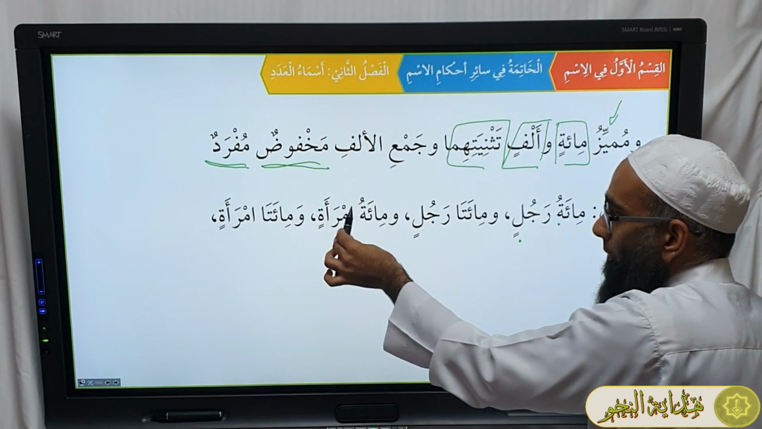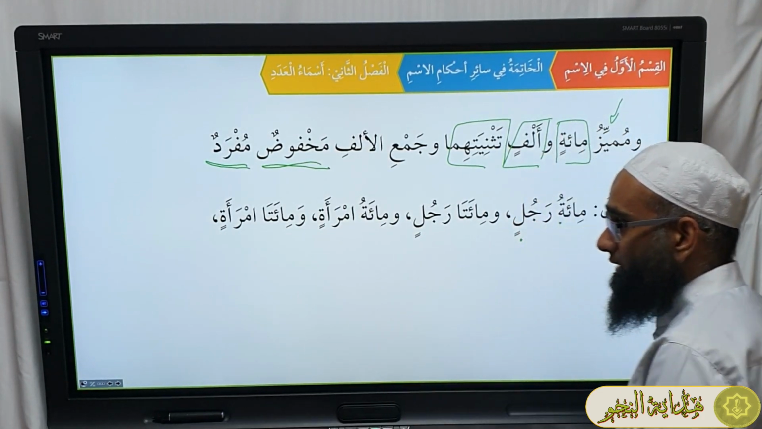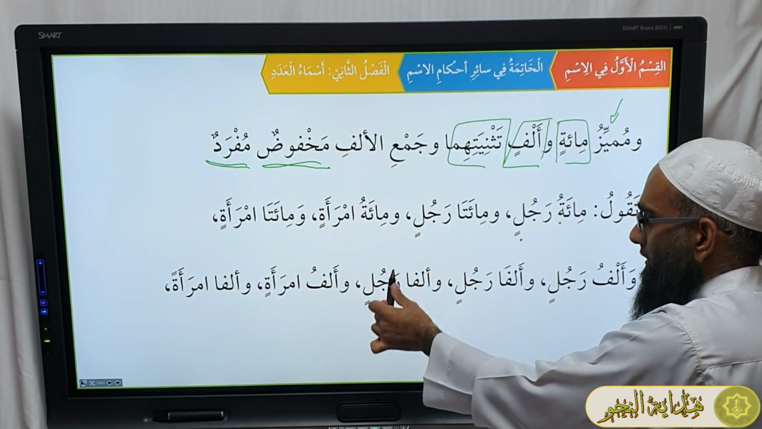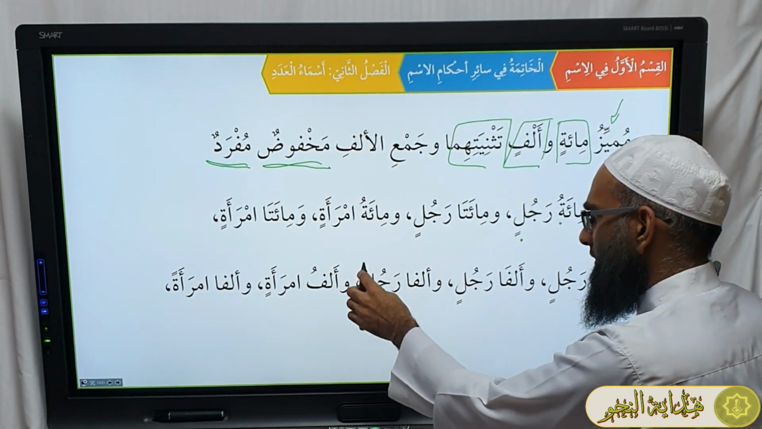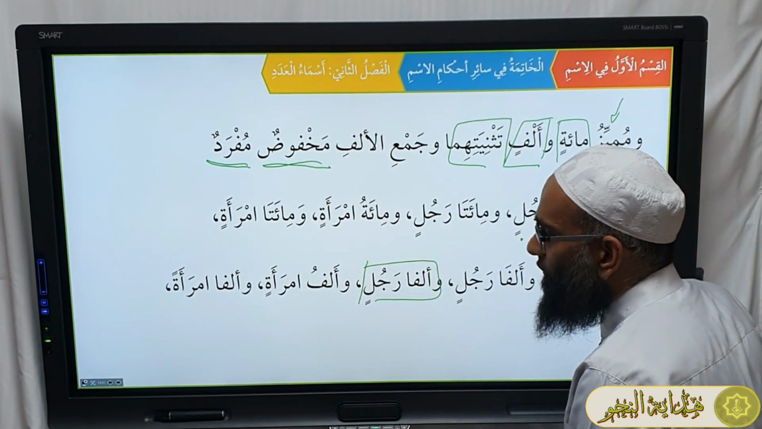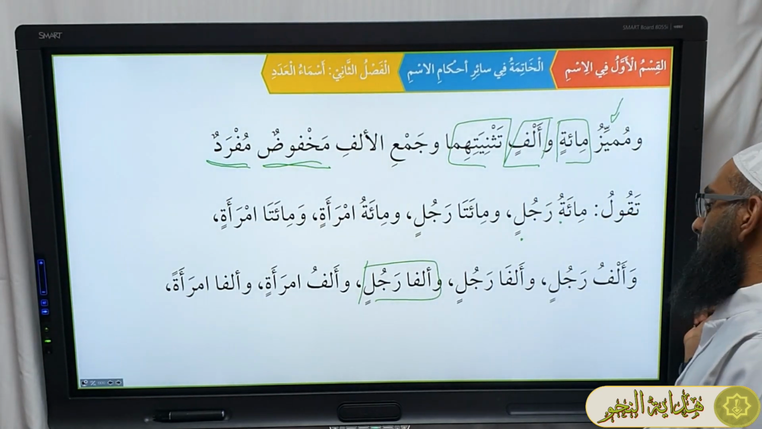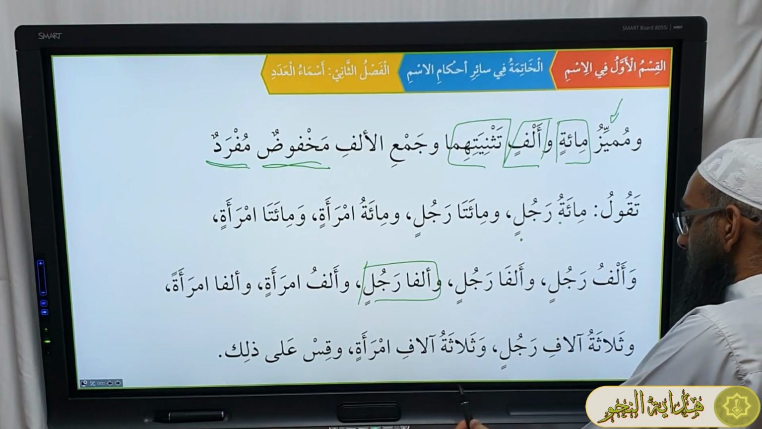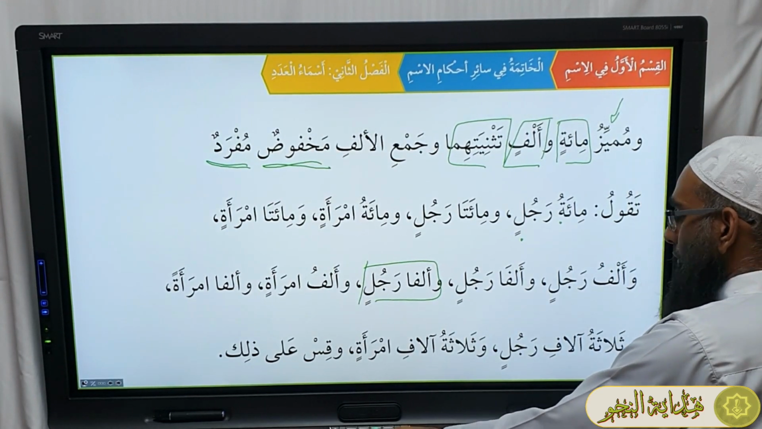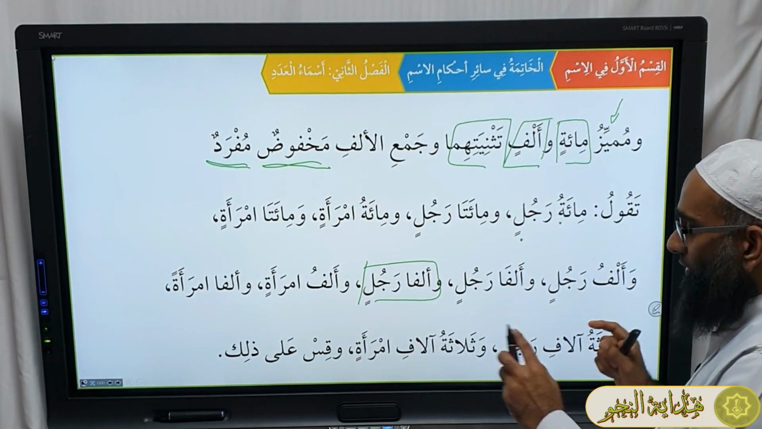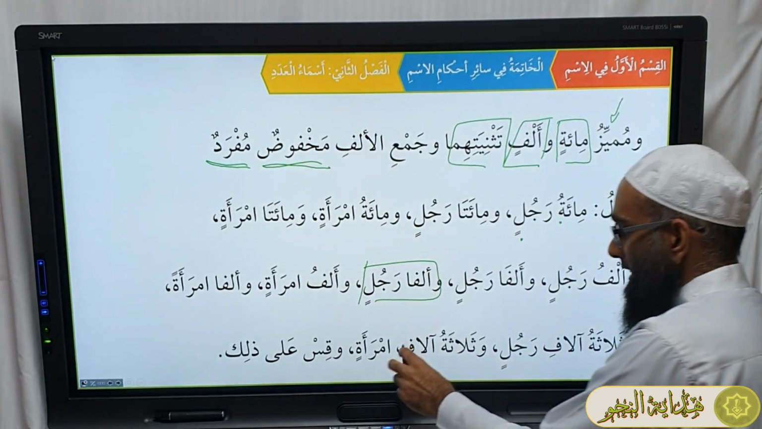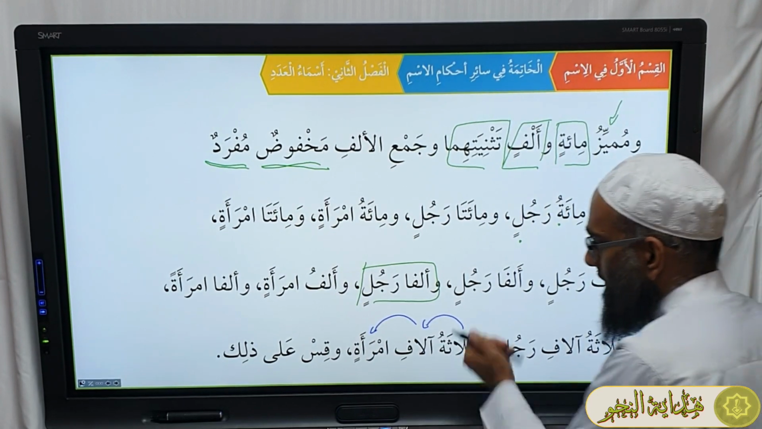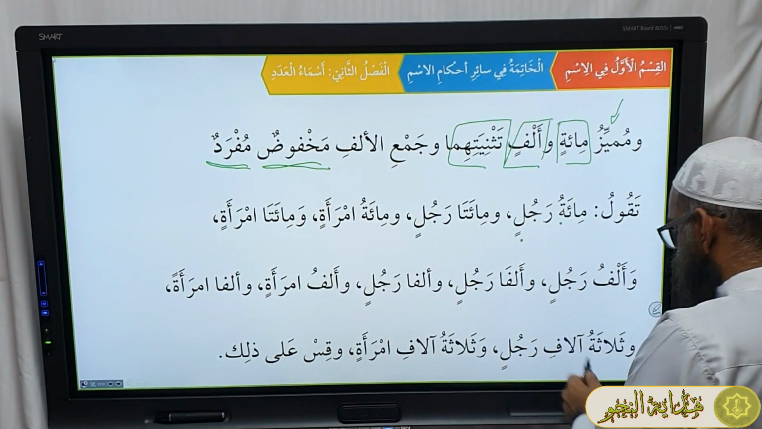Mi'ata rajulin, mi'atu imra'atin, mi'ata imra'atin. Alfu rajulin, alfa rajulin. I got alfa in twice for some reason. It was probably a mistake. Wa alfu imra'atin, wa alfa imra'atin. When there's 100, 200. Now here, what's happened here now? There's a bit of a double. This goes with this goes with this. So now, have a look at this one.